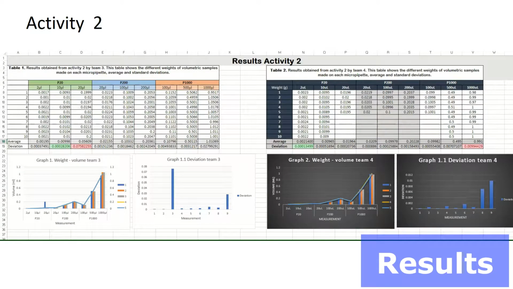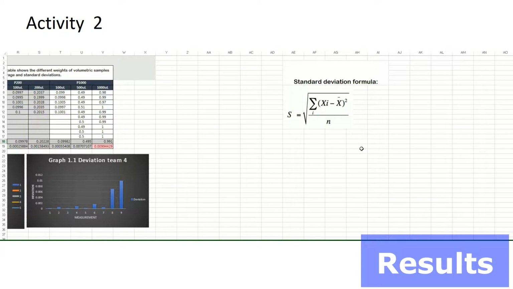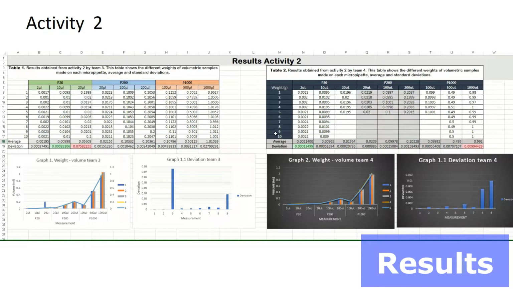Results. The results obtained from Activity 2 are reported in this part. Those are on the left side from team 3 and on the right side from team 4. Those are the different weights from the volumetric samples made from each micropipette, the average, and the standard deviations that were calculated using this formula. So the results, to make them more visible, we made them with graphs.